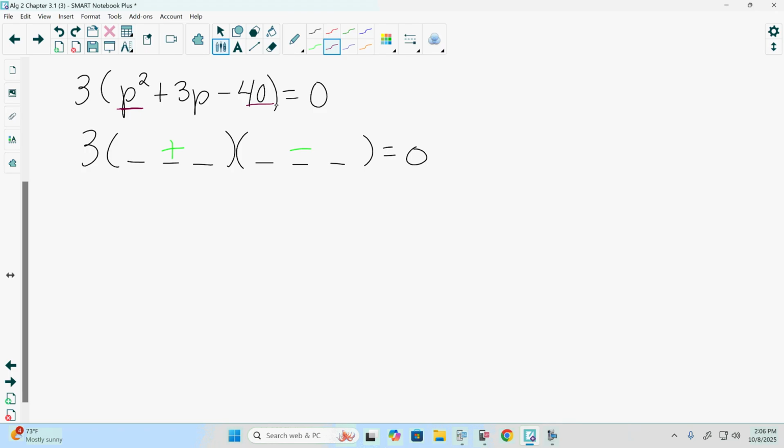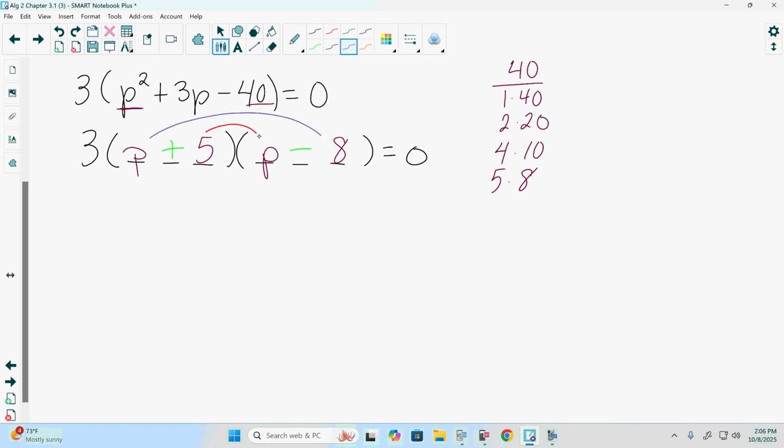Factors of p squared are p and p. Now our factors of 40 are 1 and 40, 2 and 20, 3 doesn't work, but 4 and 10, or 5 and 8. Which set of factors do we want to try first for 40? 5 and 8. Which one do you want positive? Which one do you want negative? 8 negative. Once we get it set up, we can check.